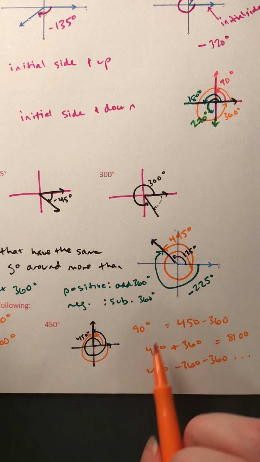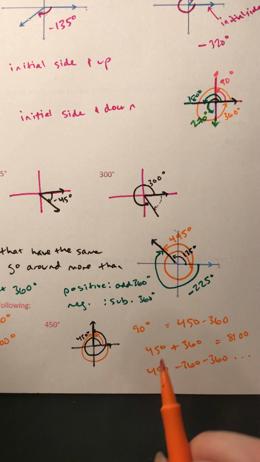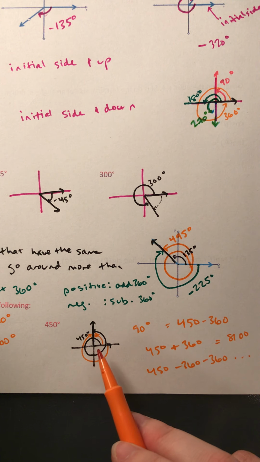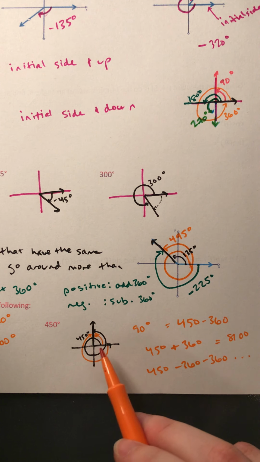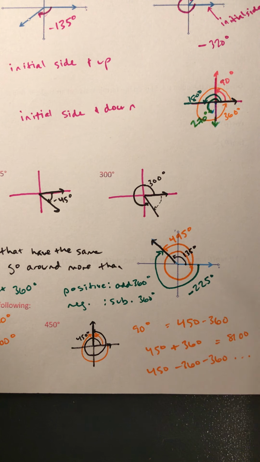On your homework, some of them get kind of big and they ask you to find ones between 0 and 360. So we're going to try one like that here in a minute. But yeah, the trick to coterminal is you can go around a circle as many times as you'd like. And all you have to do to find the actual angle is add or subtract 360 degrees as many times as you'd like.